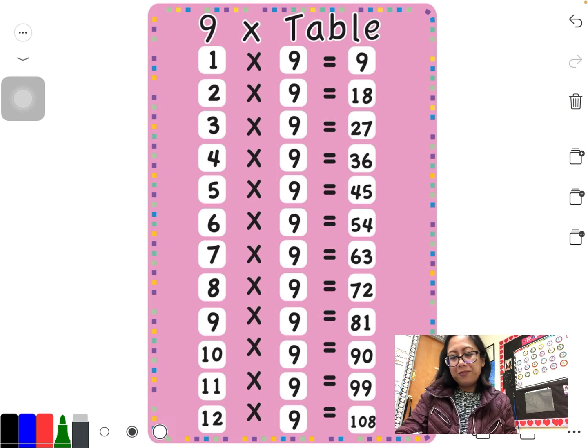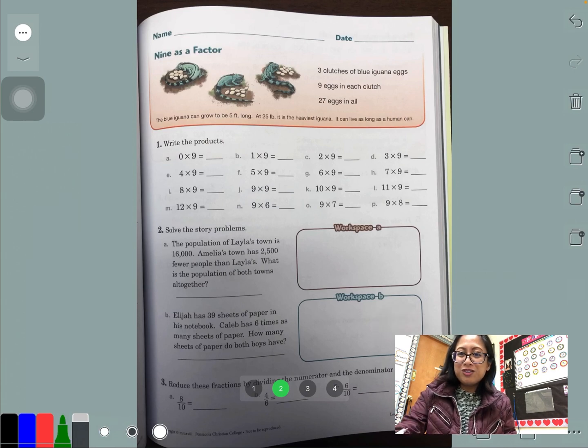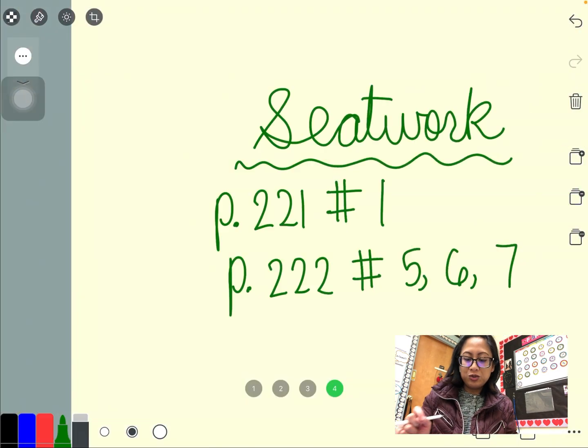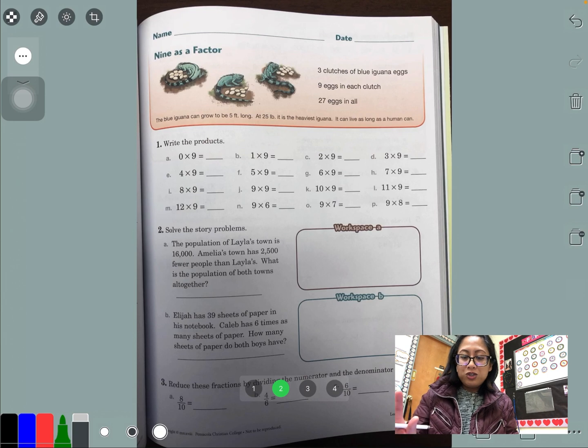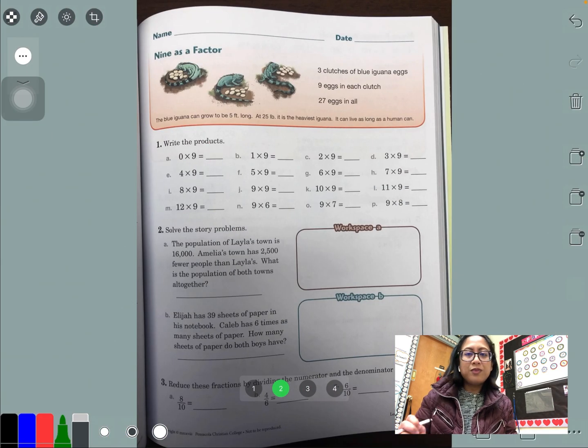All of this to say, on page 221, don't worry about the one above, that was for language. On page 221, you need that chart to finish all of number 1. Now, I'm not going to do number 1 with you. You can do that on your own, but you'll do it for seat work. As you can see here, it's seat work, okay? So, going back to page 221, you can always go back to the very beginning of this video for the 9 times tables chart, or if you printed it out because I emailed them to you, you can use that to answer number 1.